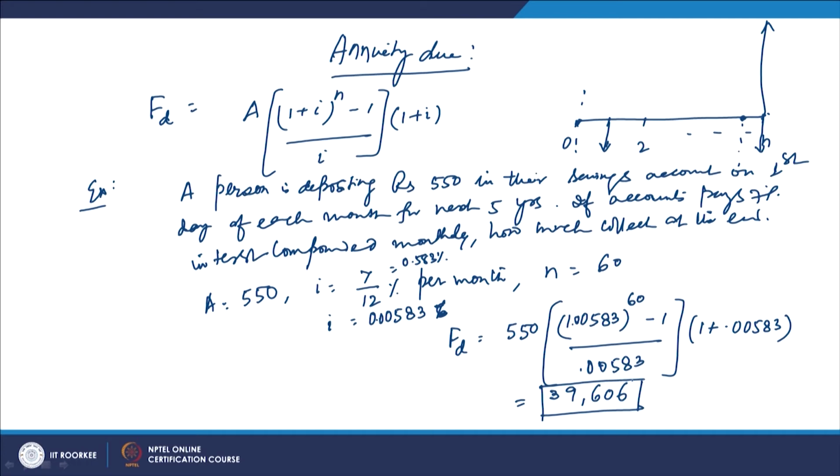So in normal circumstances, if you look at 550 into 12, it is 6,600, multiplied by 5, it is 33,000. But with interest earned, he is able to accumulate 39,606 rupees in this case. So that's the basic difference when the case is of annuity due, and we calculate the values in such cases in this very manner.